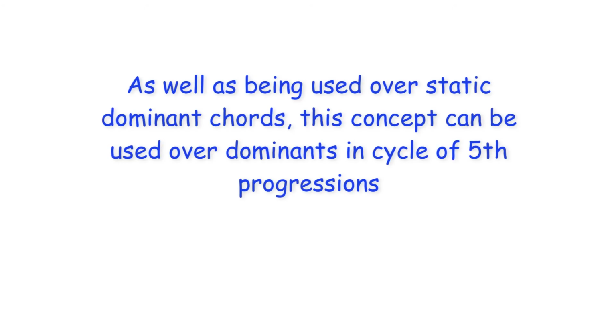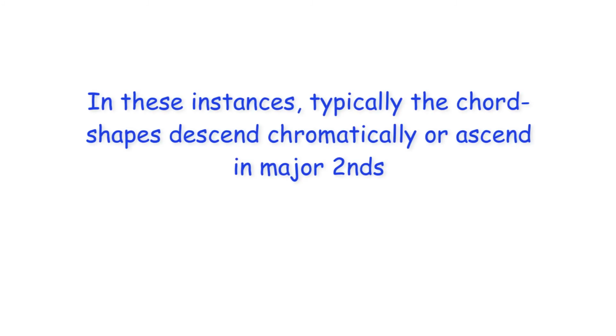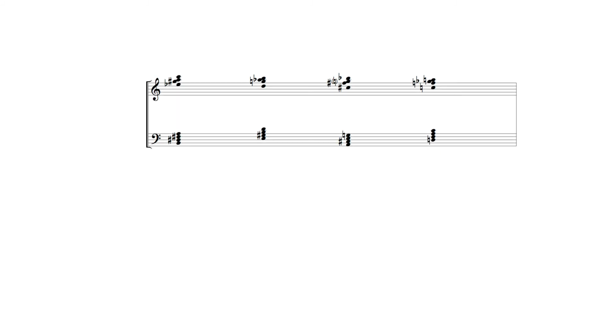As well as being used over static dominant chords, this concept can be used over dominants in cycle of 5th progressions. In these instances, typically the chord shapes descend chromatically or ascend in major seconds, although other movement is also possible. Here, the chord shape from the first example descends chromatically over the partial cycle of 5th progression, producing the flat 9th and 13th over the B and A dominant 7th chords, and the sharp 9th over the E and D7 chords.